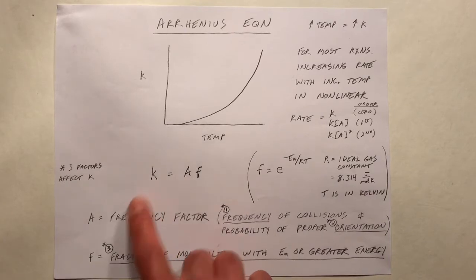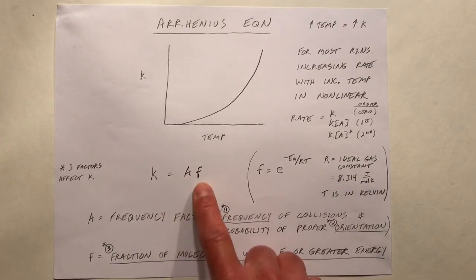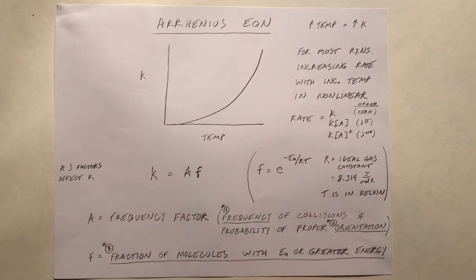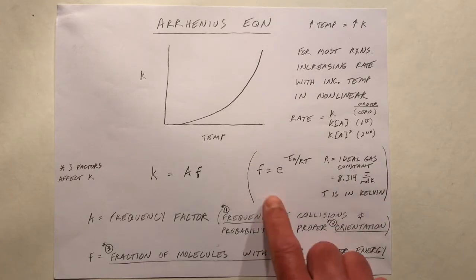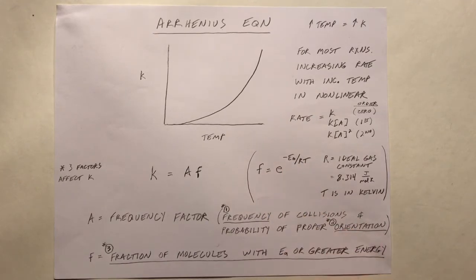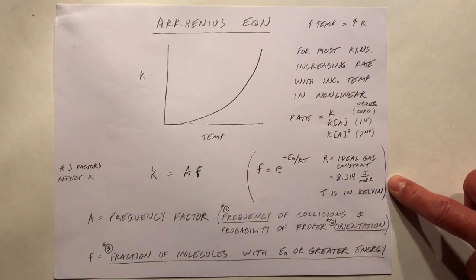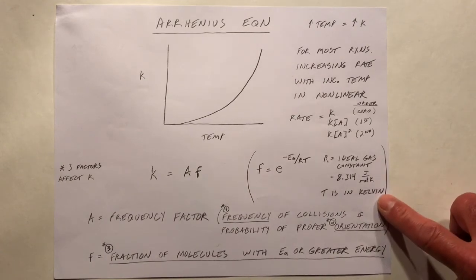Arrhenius said that K was equal to A, what he called a frequency factor, times f, the fraction of molecules that have sufficient energy for the reaction to occur. They have energy that's greater than or equal to activation energy. Remember that we said f was equal to e to the negative Ea over RT power, where R is the ideal gas constant, 8.314 joules per mole Kelvin, and T is temperature in Kelvin.